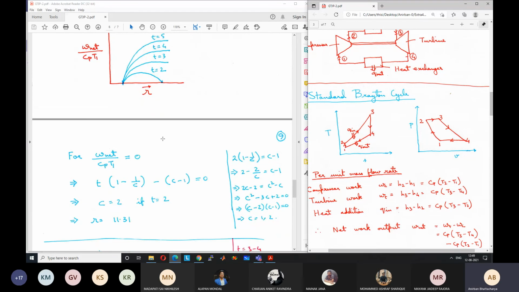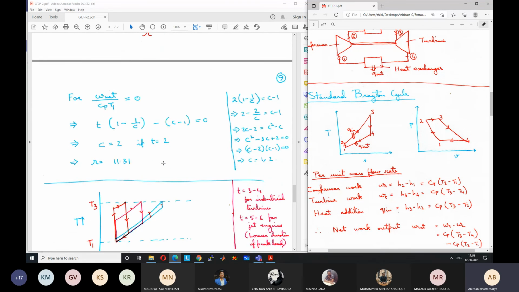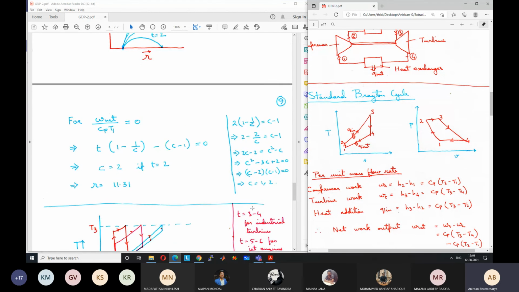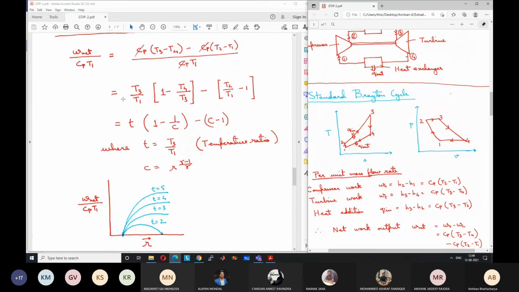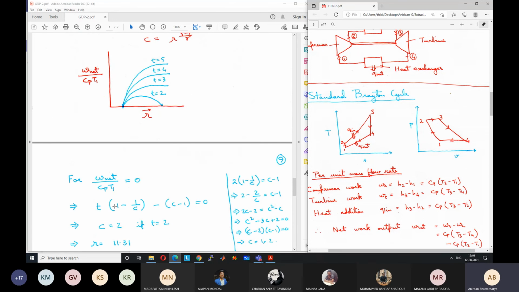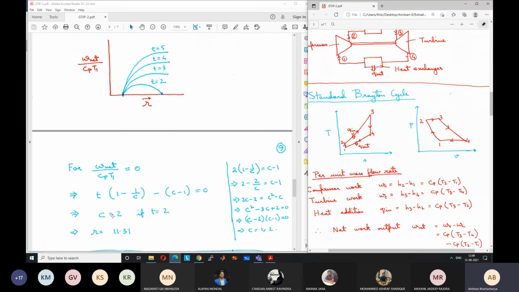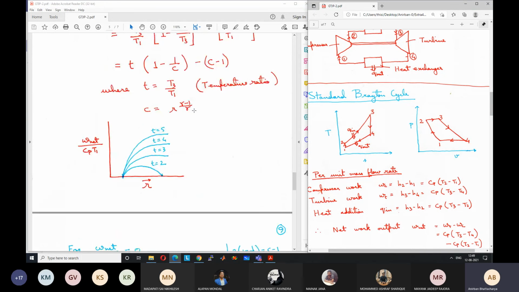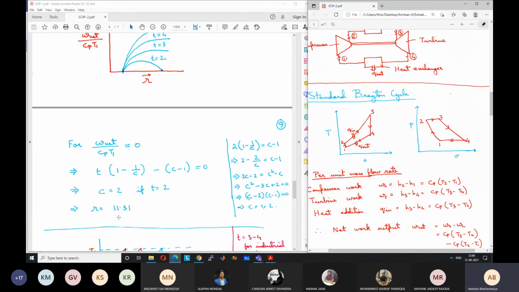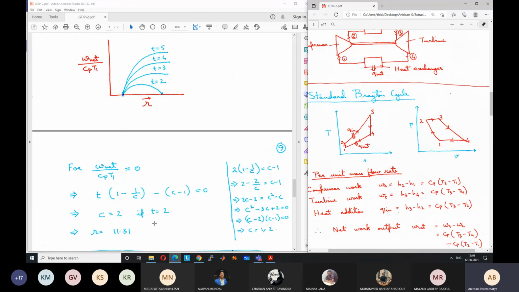And you can find out at what value it goes to 0. We will find out the optimum in the next class, but at what value it goes to 0, you can easily find out if you equate this to 0. T(1 minus 1 by C) minus (C minus 1) equal to 0. If I take T equal to 2, by solving this equation we get C equal to 2. So for T equal to 2, if C is equal to 2, the work output will be 0. C equal to 2 means R to the power gamma minus 1 by gamma is equal to 2, which gives a value of R equal to 11.31. So at a pressure ratio of 11.31, after that we will not get any work output.